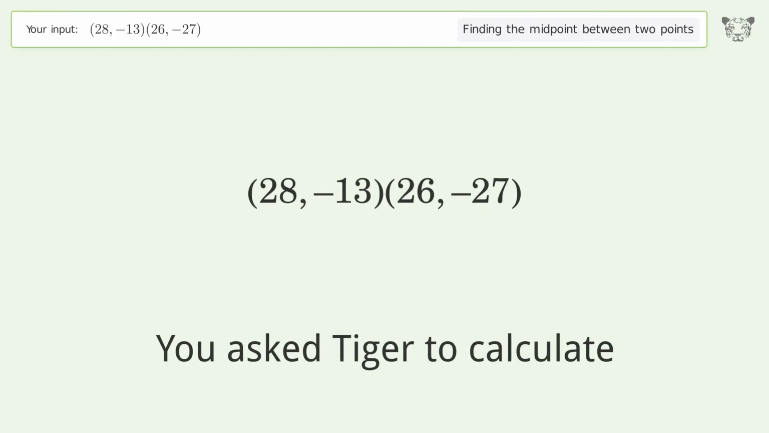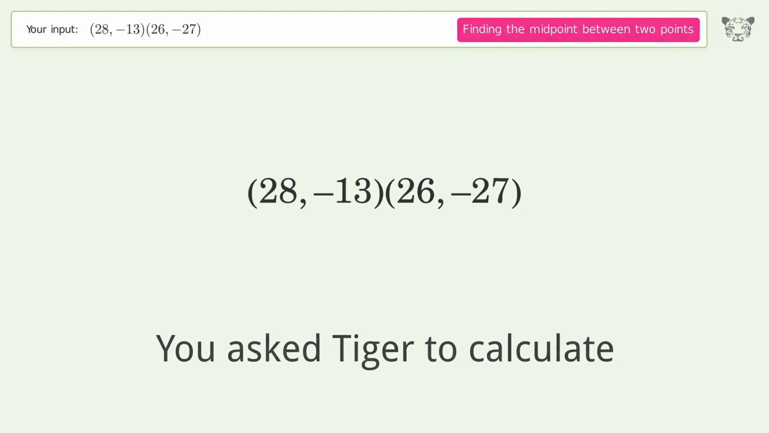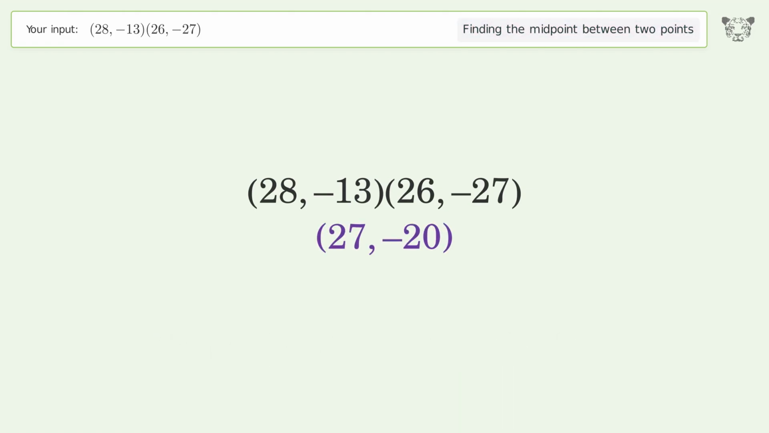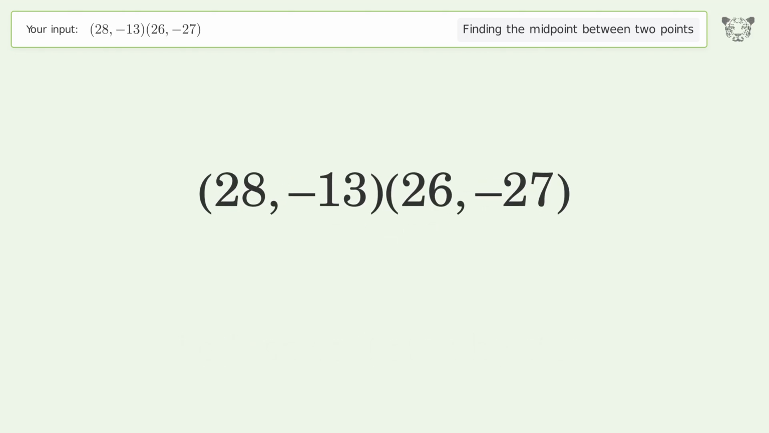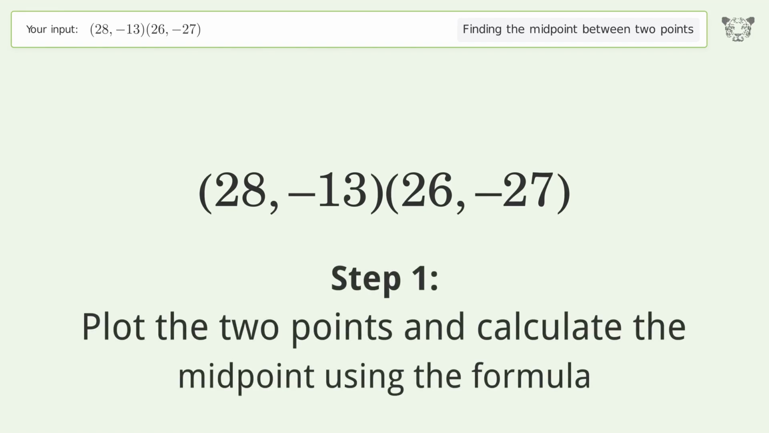You ask Tiger to calculate. This deals with finding the midpoint between 2 points. The midpoint between the 2 points is 27, -20. Let's solve it step by step. Plot the 2 points and calculate the midpoint using the formula.